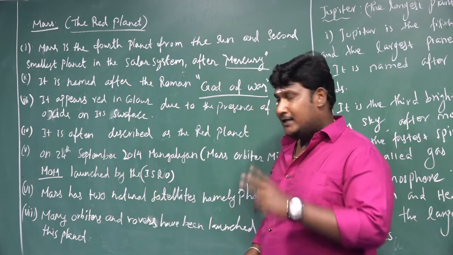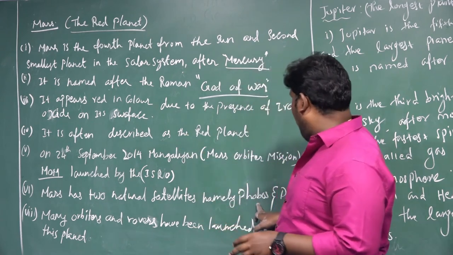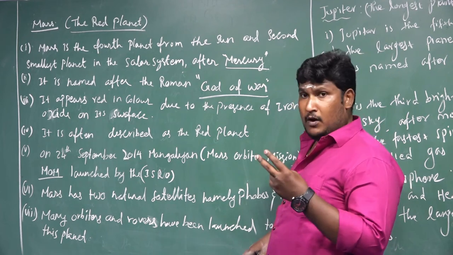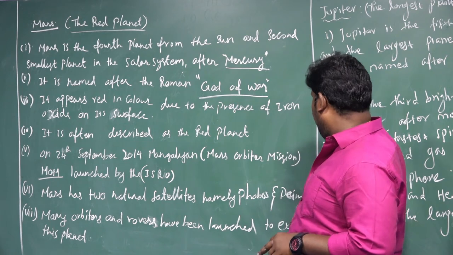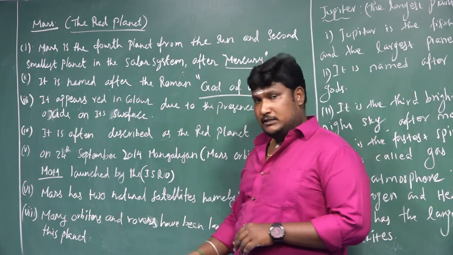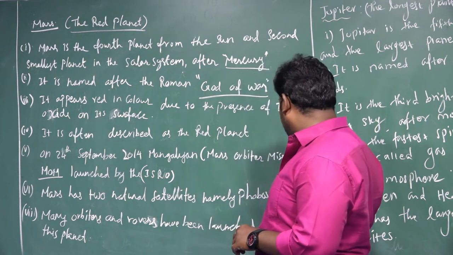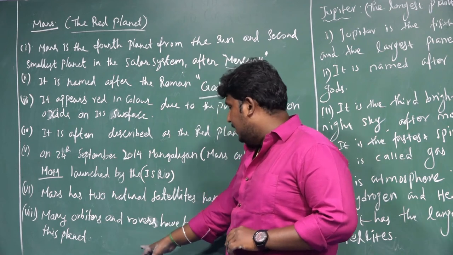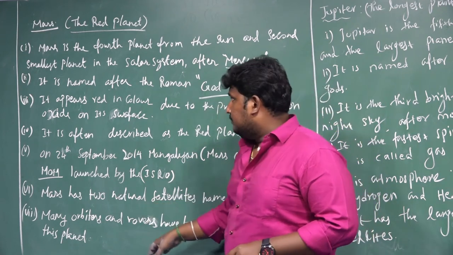Mars has two natural satellites, namely Phobos and Deimos. What are the two natural satellites of Mars? Phobos and Deimos. Many orbiters and rovers have been launched to explore this planet.